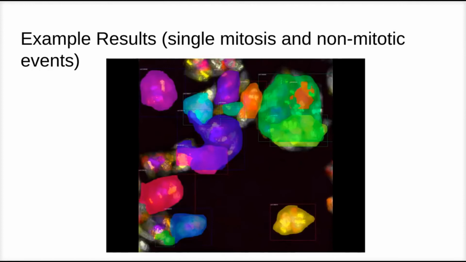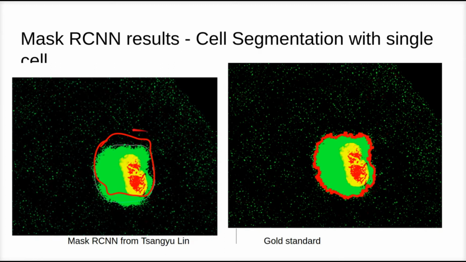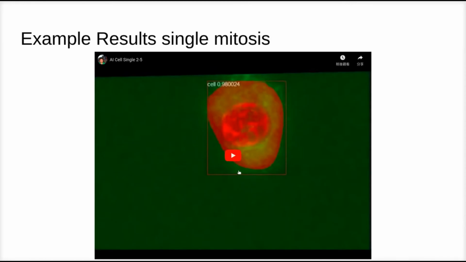As we can see, both the gold standard and MaskRCNN have the same shape of the cell. So in this case, it was almost accurate. But we can see in the single mitosis results, after the separation of the cell, it became less accurate. Like this one and this one, it can only detect one of them.